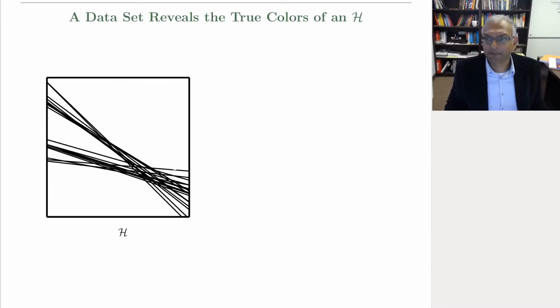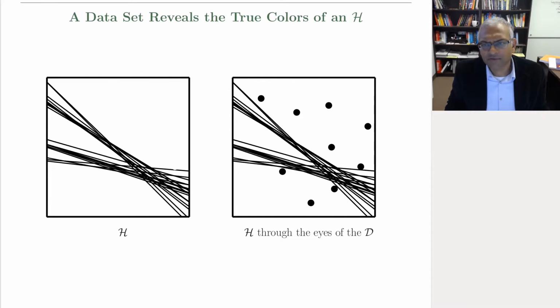But the idea that we are nurturing here is that, let's not measure the complexity of the hypothesis set by the number of hypotheses. Let's consider what it can do on a data set. So let's generate a data set. On the right, I've now generated a data set of data points. Nice. So this is a data set of approximately 9 data points.